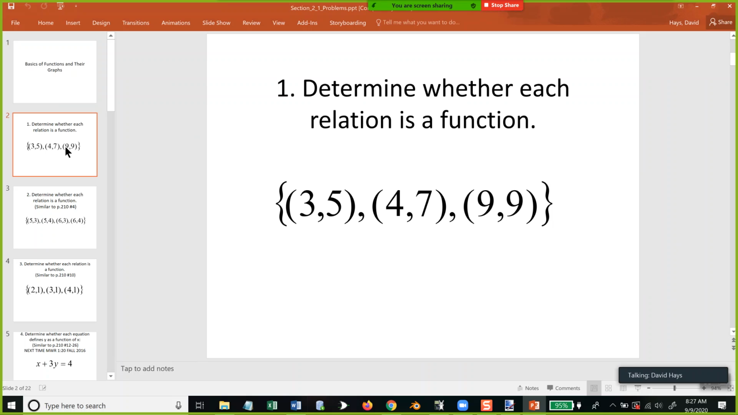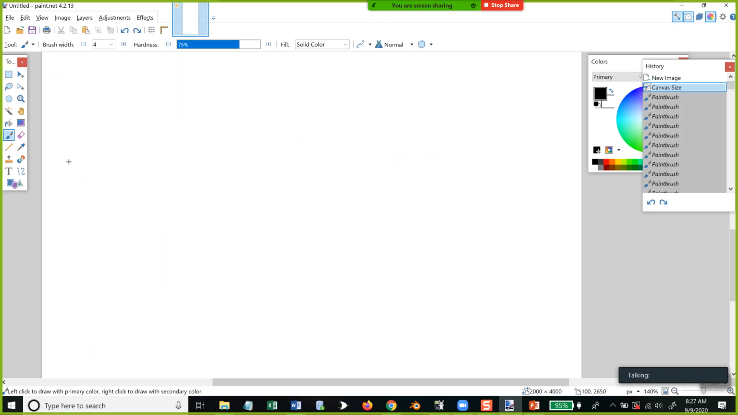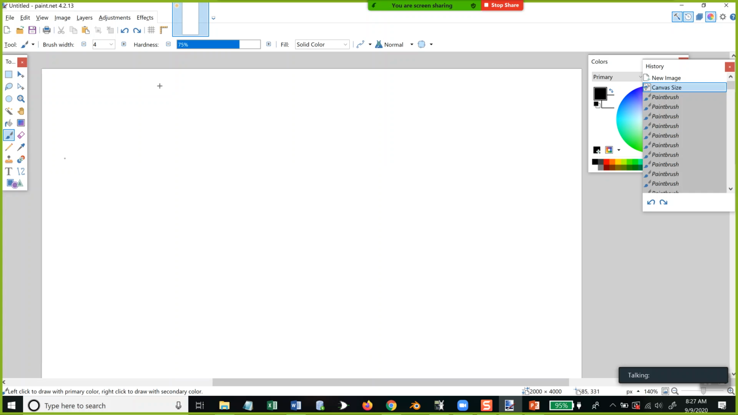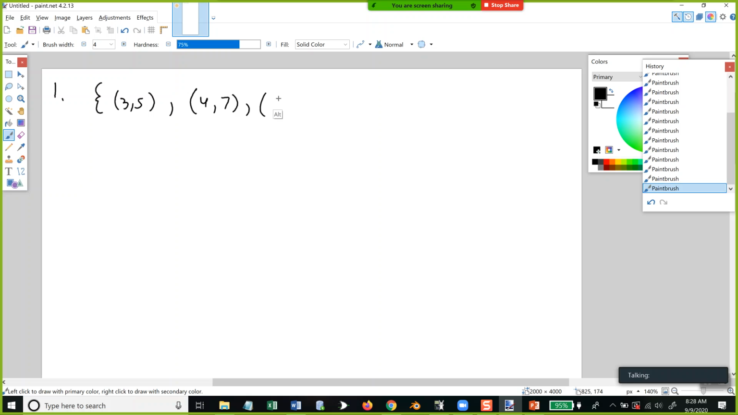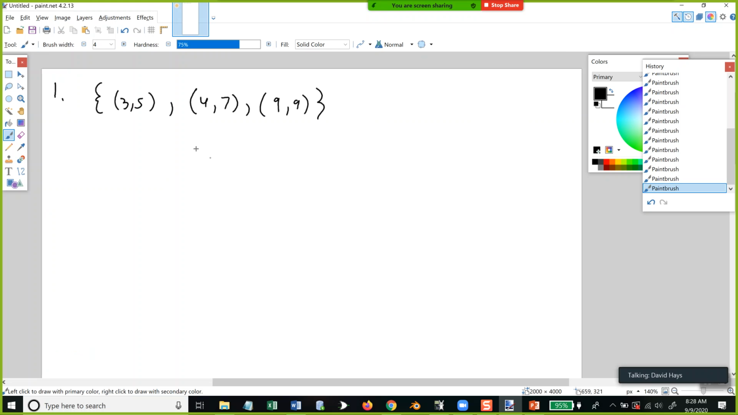So let's take a look at our first problem. So we got (3, 5), (4, 7), (9, 9). And the question is, determine whether each relation is a function. So it's a yes or no question.